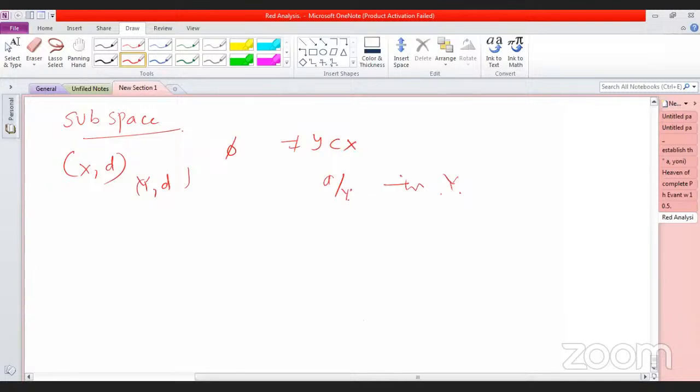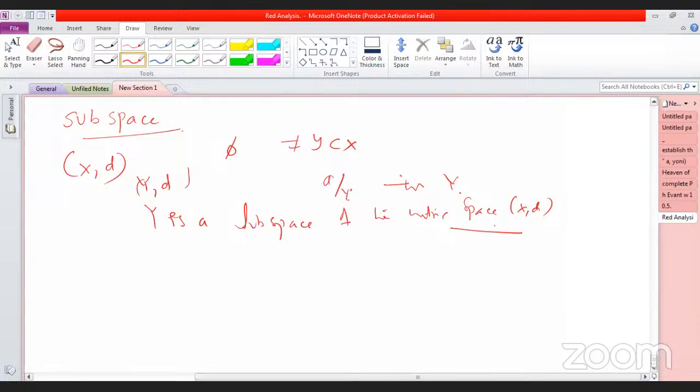Under Y, d_Y is there in this connection. Y is a subspace of the metric space X comma d. Clear? Any doubts?